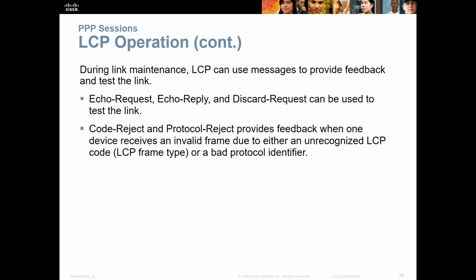During the link maintenance, LCP can use messages to provide feedback and test the link. Echo request, echo reply, and discard requests will be used for testing. You can also have code reject and protocol reject commands, and they will provide feedback when the devices receive an invalid frame.